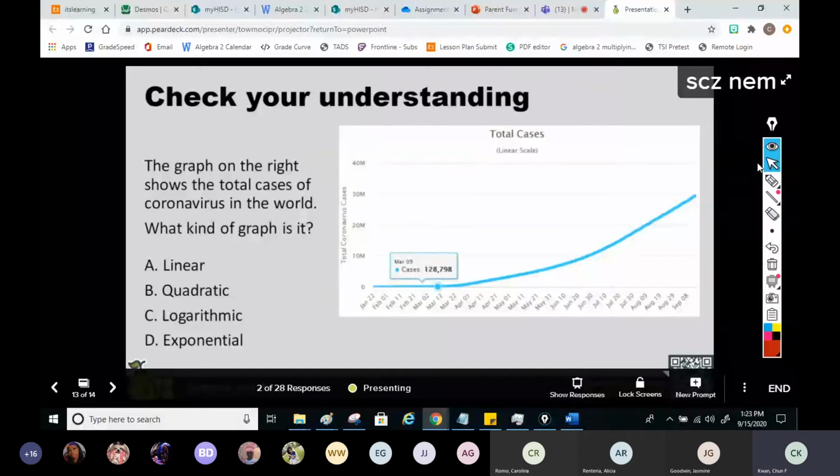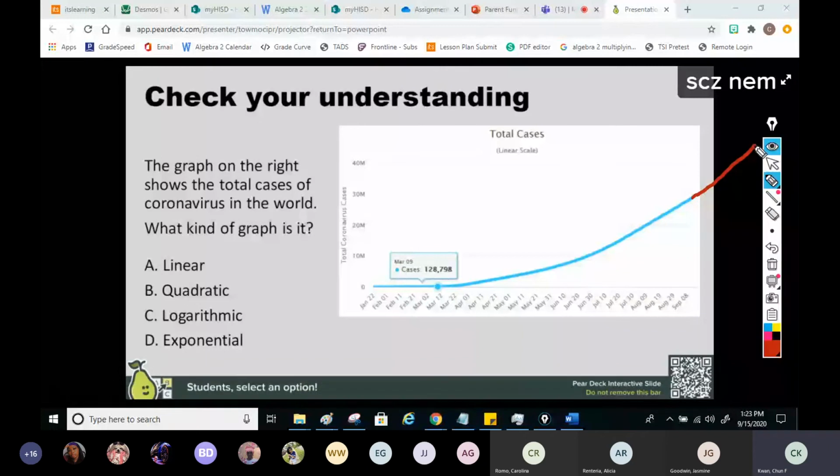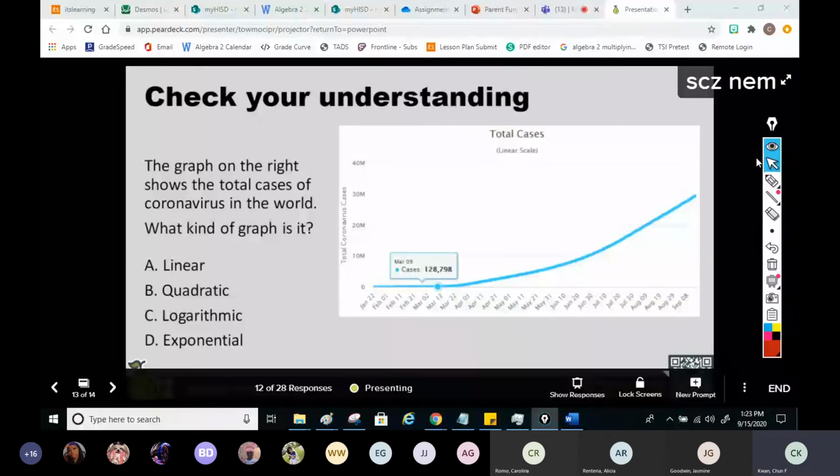This graph goes up like this, and you can pretty much make a prediction. If it goes on and on, it will curve up like this. My question is, what kind of graph is it? Is it linear? Is it quadratic? Is it logarithmic? Or is it exponential? Go ahead and switch to Peer Deck, and then answer the questions. Go ahead and pick your best answer.